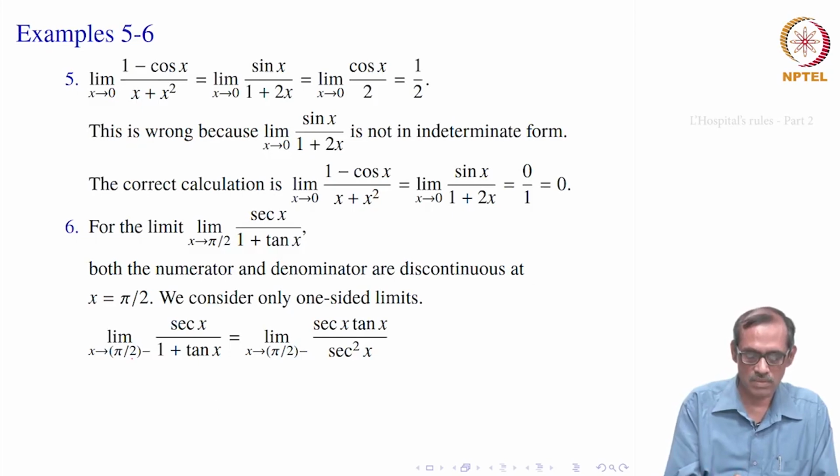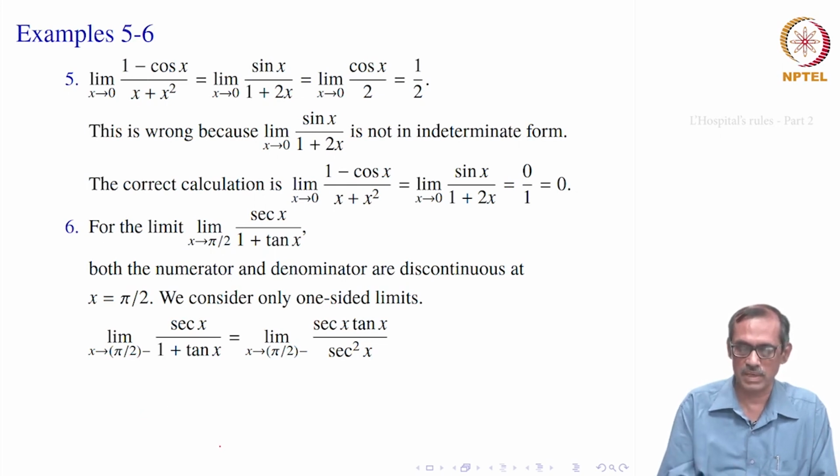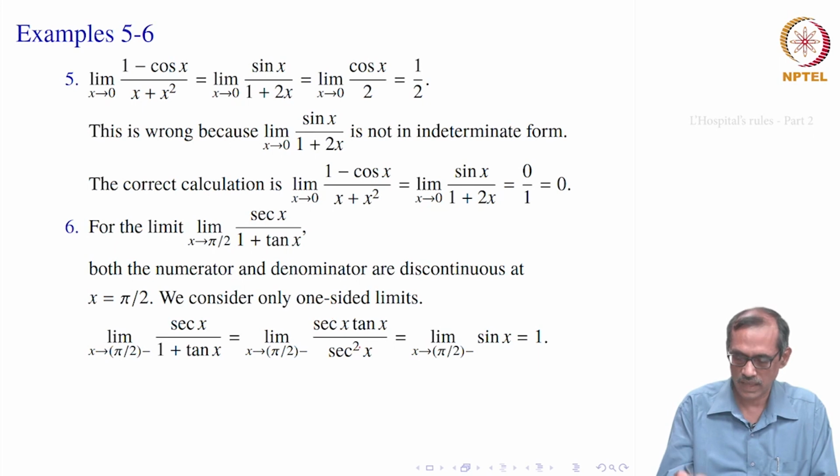Now, when x is smaller than pi by 2 but near pi by 2, we have secant x by 1 plus tan x, which is in infinity by infinity form. We apply L'Hopital's rule. The derivative of secant x gives sec x into tan x, and the derivative of 1 plus tan x gives 0 plus secant square x. So, it is this limit. Again when it goes to pi by 2, it is in infinity by infinity form, but at least one sec x we can cancel here. So, one secant x is cancelled.